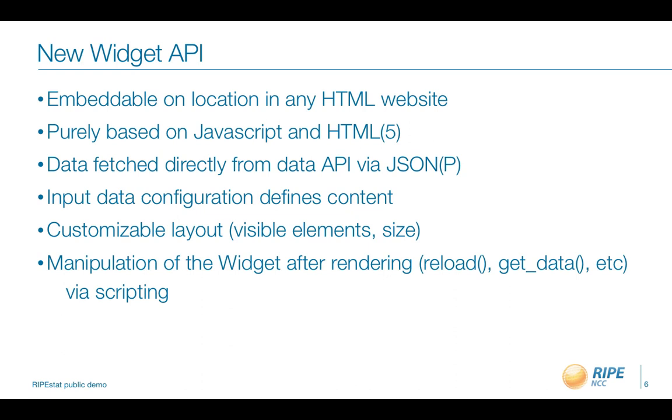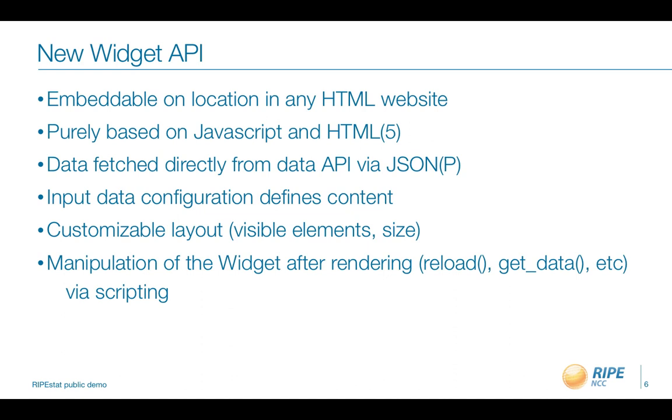Now, as we said, this is embeddable in potentially any HTML website. It is based on JavaScript and HTML5 for the visualizations that it uses. The widget then, after it's built, fetches the data directly from our Data API by the browser. You define the content of the widget by the way that you configure it. So when you say you want to see the content for a certain prefix or for a certain AS, you define it in the configuration, and that will make its content dynamically adapt to that.